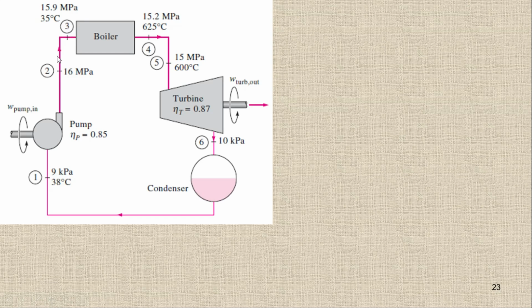State 2 and state 3 are both different ones, and in the ideal case we have only one state. So you can see here we have 16 megapascal, and then we have 15.9 megapascal at 35 degrees Celsius. Then at point number 4, the outlet of the boiler, we have 15.2. So you can see the pressure is dropped from 15.9 to 15.2, and the temperature is increased to 625 degrees Celsius. This is point number 4. And again, point number 5 is different from point number 4. We have 15 megapascal, so we have a pressure drop again, and then we have 600 degrees Celsius.